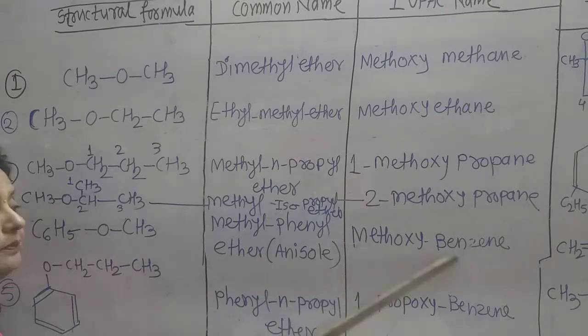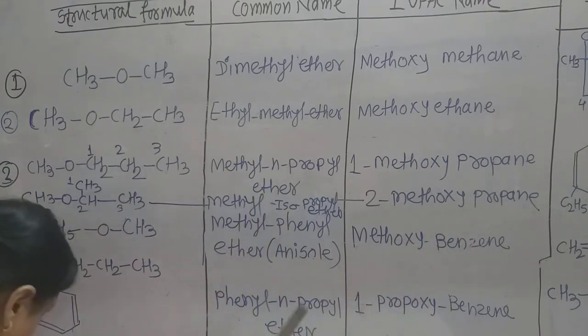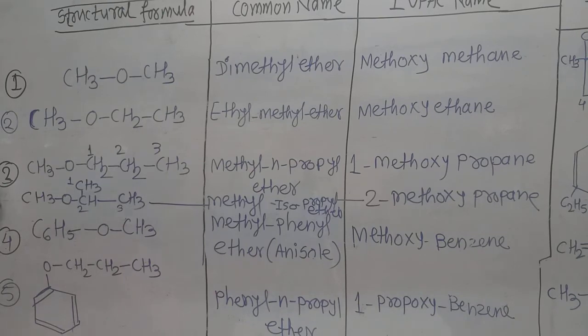This is methoxybenzene, and the common name is very famous, anisole. But it is also methyl phenyl ether, because M comes first, then P, so it is methyl phenyl ether, or it is also called anisole or methoxybenzene. Now come to this next ether.